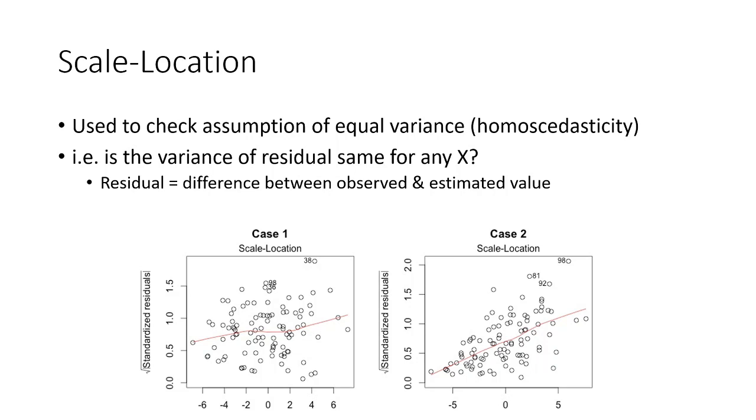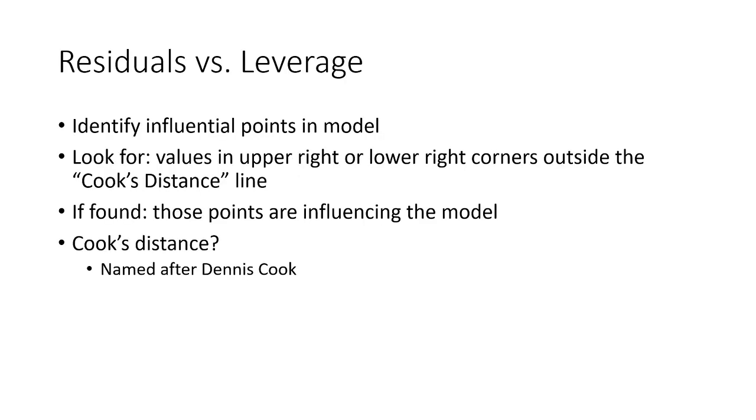So that's scale location. And then the fourth is residuals versus leverage. This helps you identify if there are any points in your model that are heavily influencing your model's results. So there's something called the Cook's distance line. And again, it's another statistical term that sort of chases itself when you go and look it up.